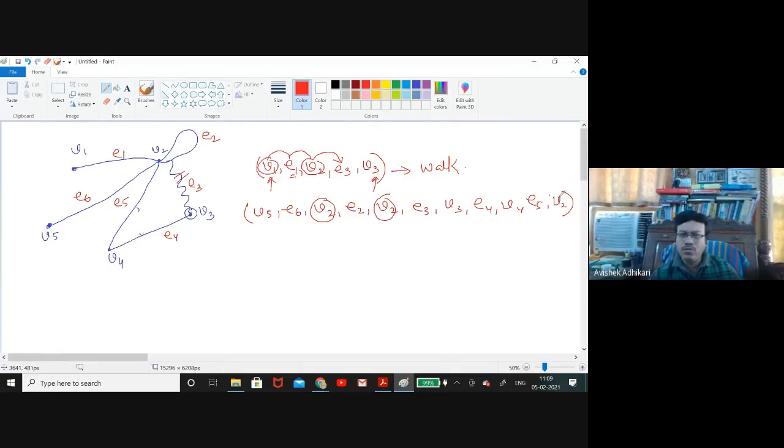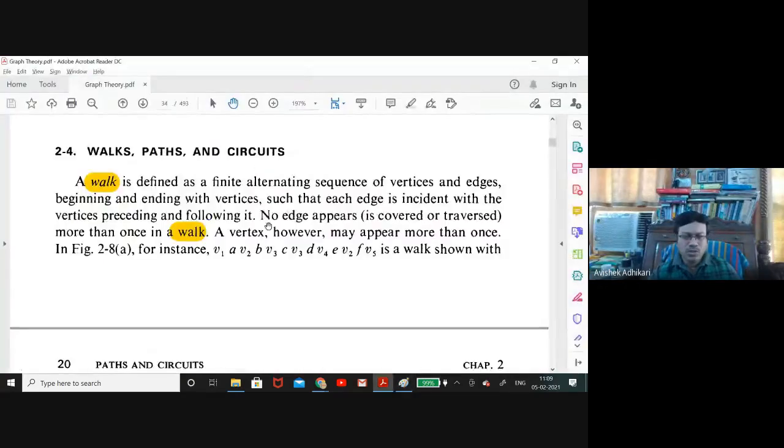So V2 occurred many times, but note that none of the edges occurred more than once. V6 occurs exactly once, and E2, E3, then E4, E5, all the edges appear exactly once. So according to this book, in the definition of work, they mention that no edge is covered or traversed more than once in a work.